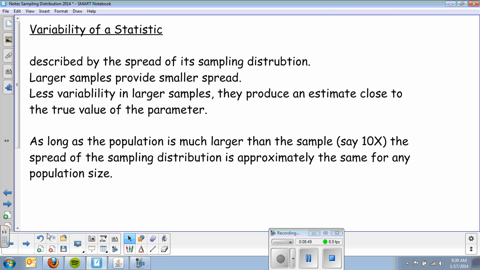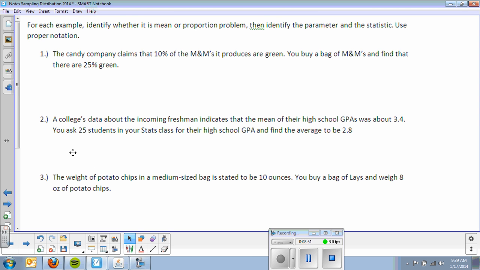Okay? Now, let's move on to some examples of determining whether it's a mean or proportion, and determining which is the parameter and which is the statistic, and we'll use proper notation. So you may need to pause it periodically to copy these questions down, but these are the types of questions you'll be dealing with in class.